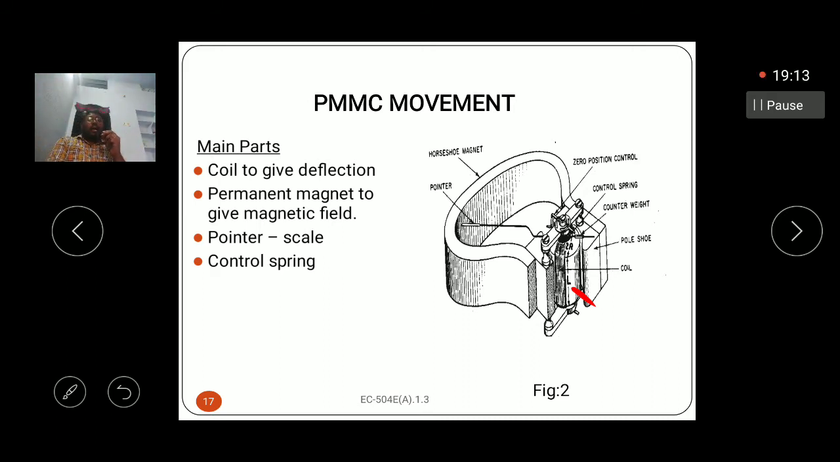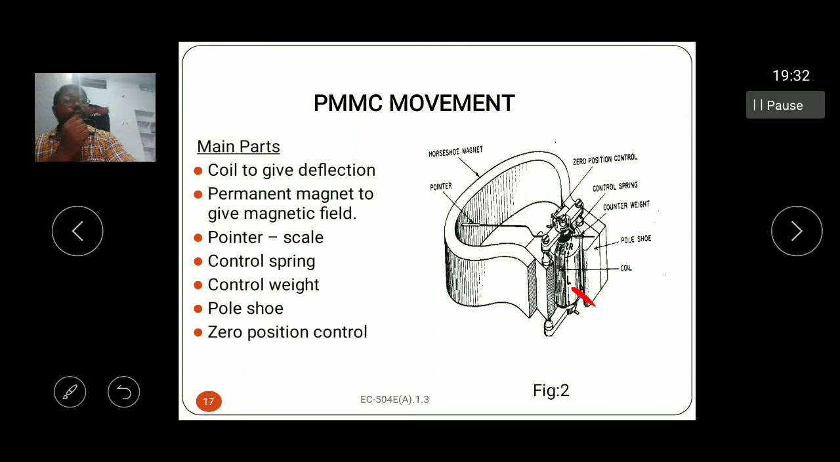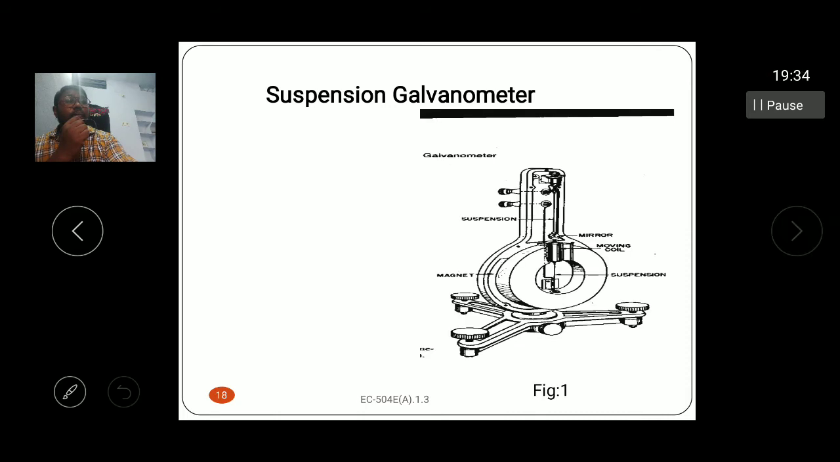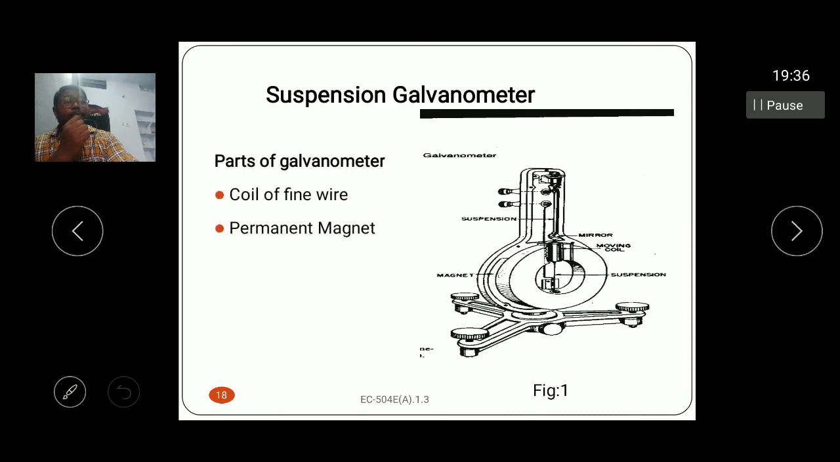Then here we have the main parts in the PMMC movement: the coil to give the deflection, the permanent magnet to give the magnetic field, the pointer for the scale, and the control springs we are using. And also we have the control weight, the pole shoe, and the zero position control. These are the main parts used in the PMMC.